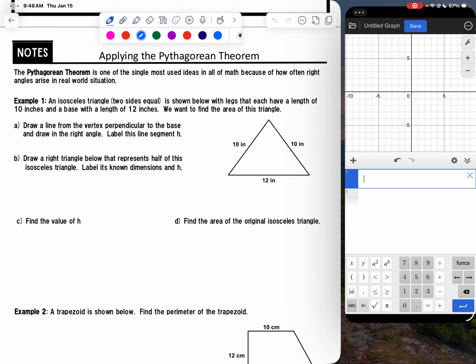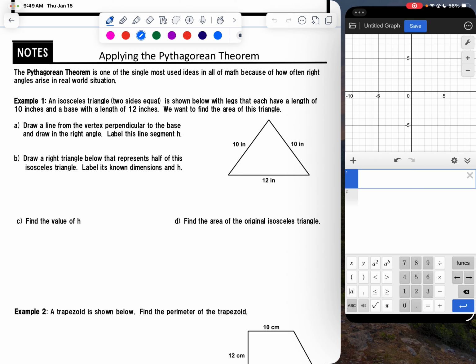In today's lesson, we will be exploring applications of the Pythagorean Theorem. The Pythagorean Theorem is one of the most used ideas in all of mathematics because of how often right triangles arise in real-world situations. Let's start off with an example.